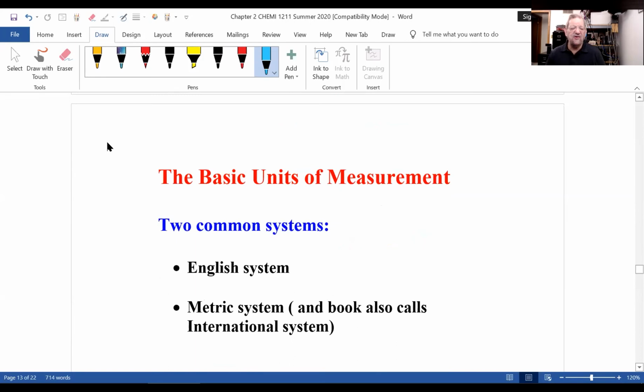All right, let's talk about measurements. For the next couple of slides, will this be on a test? No, but it's a good review, so that's why I'm going over it.